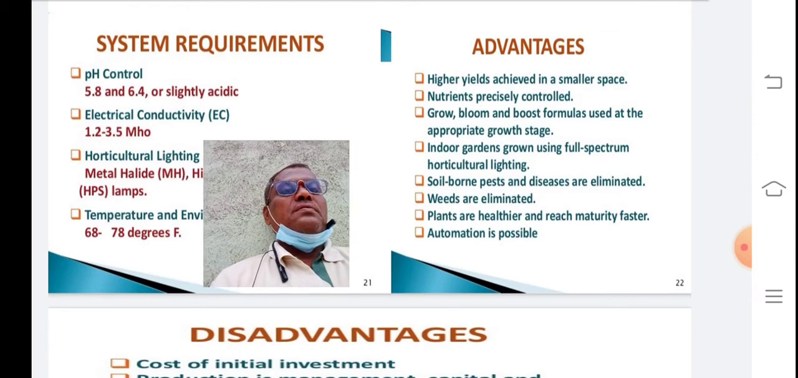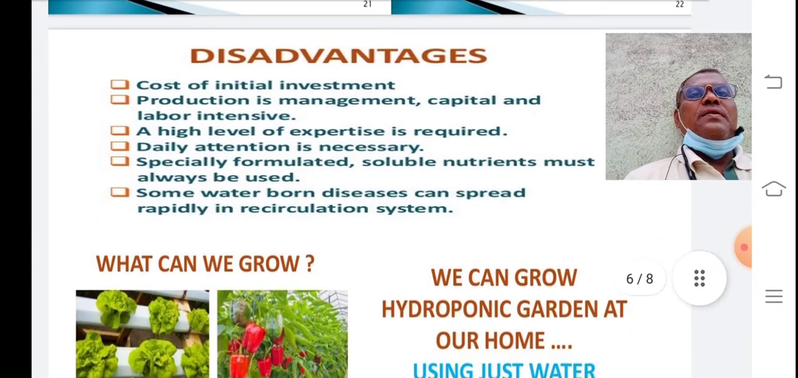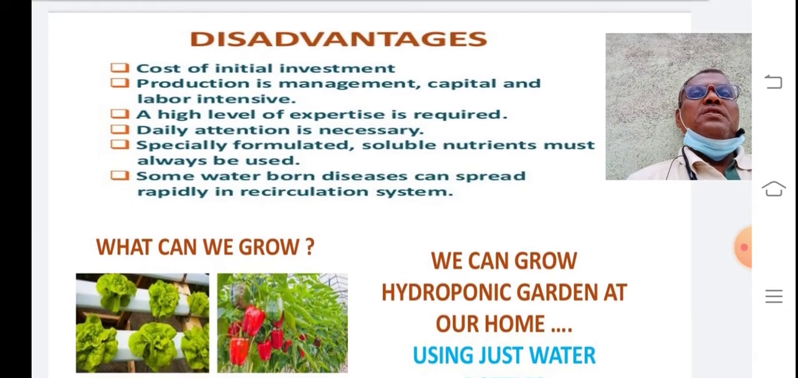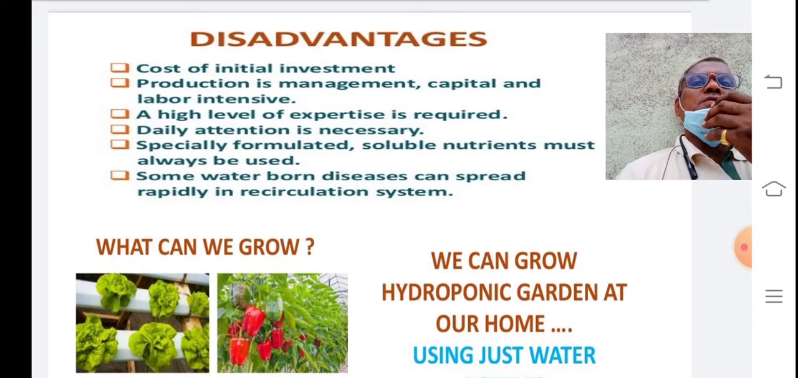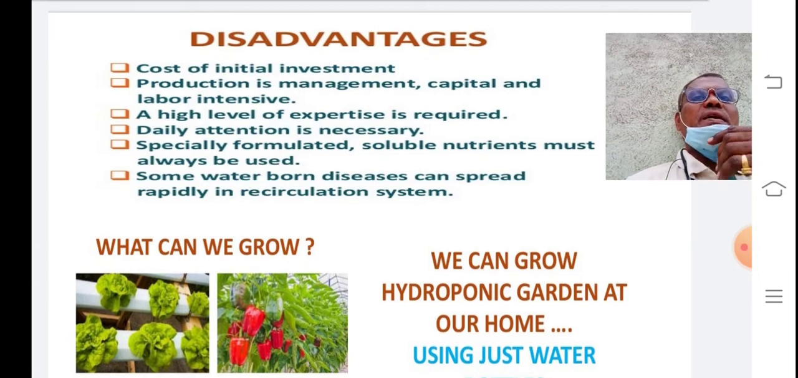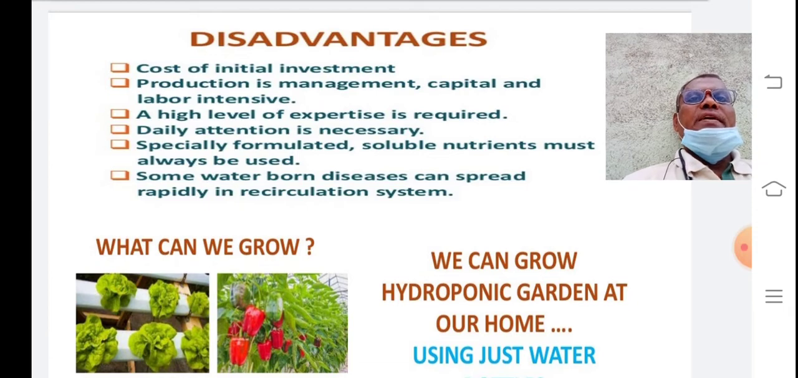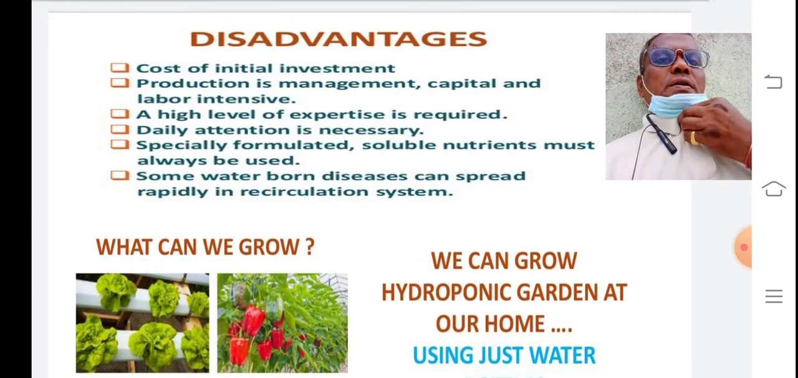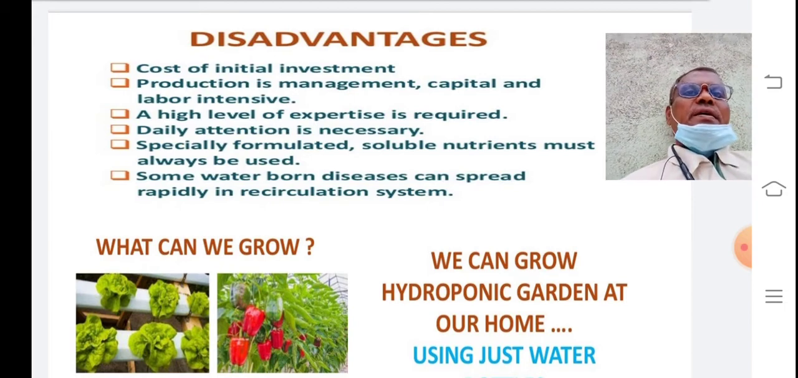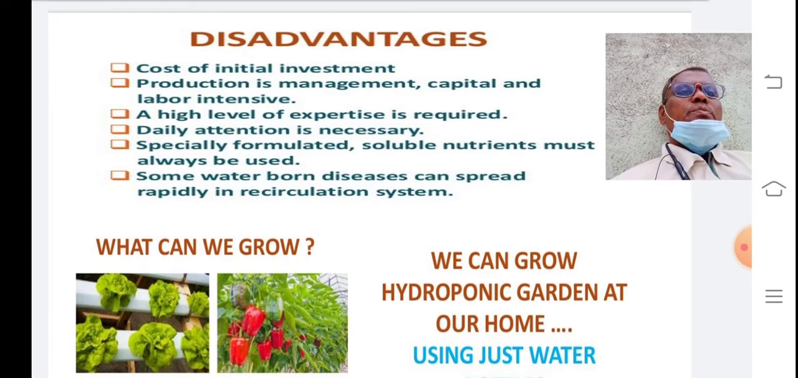So these are some advantages, and now the main disadvantages. Here you are observing the cost of initial investment. It is firstly the pipes, then boxes or the water system, nutrient pipes like this one. So production is management, capital and labor intensive. A high level of expertise is required, because technically there should be proper knowledge, a skillful hand, as we call it. Then daily attention is necessary, and specially formulated soluble nutrients must always be used.